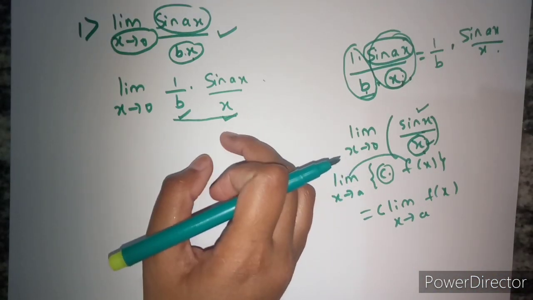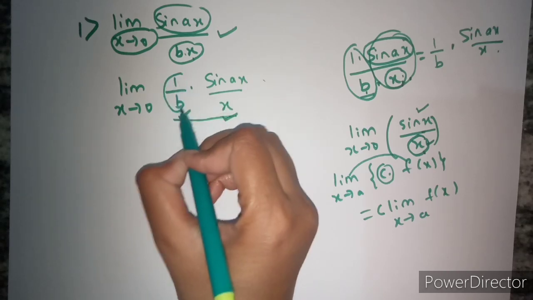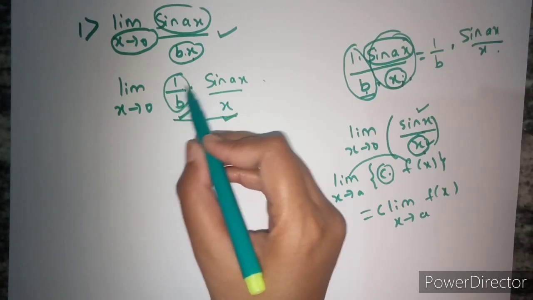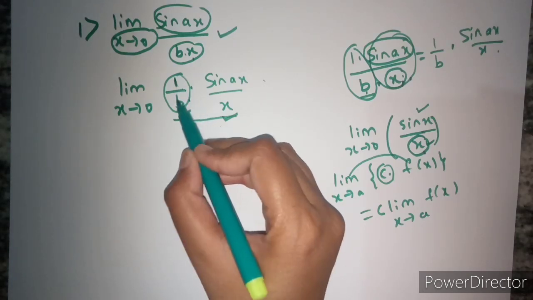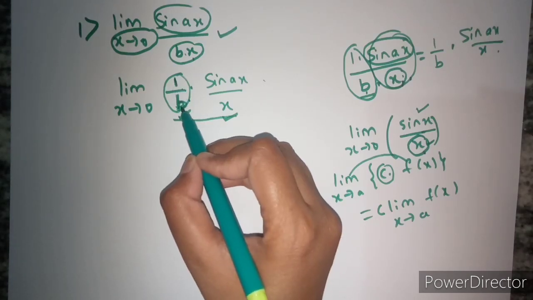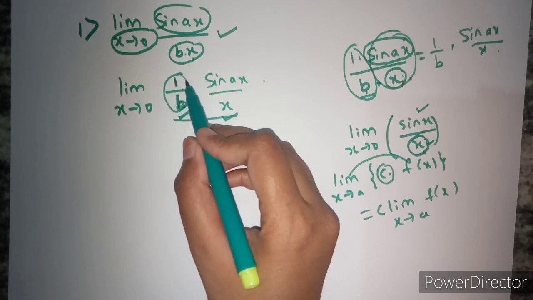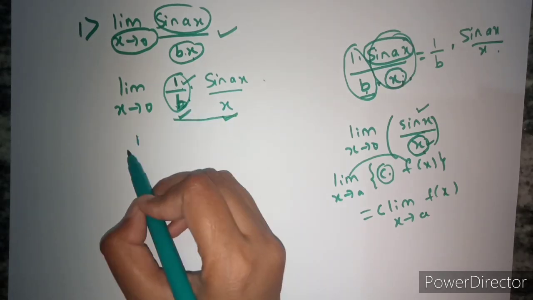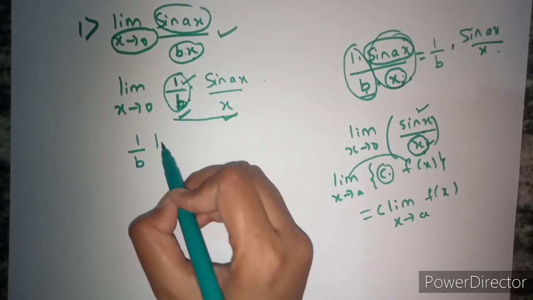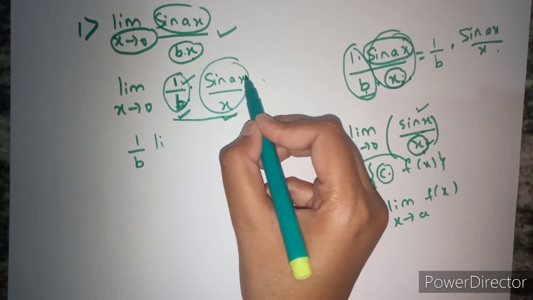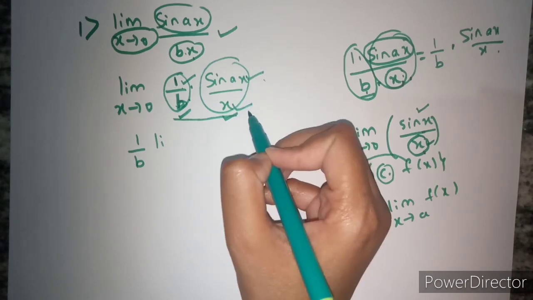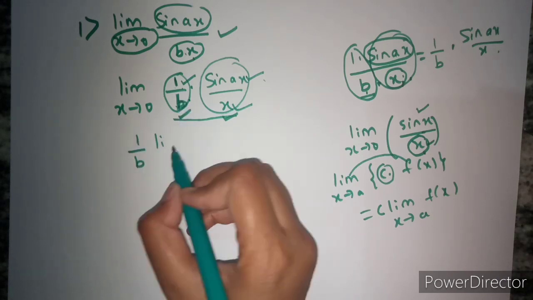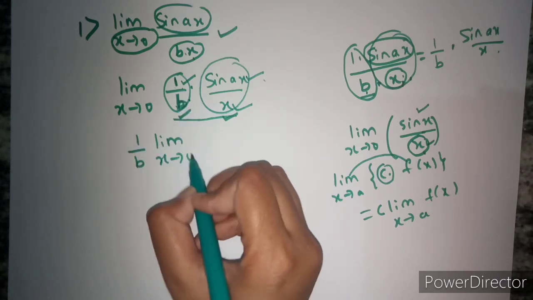Here which one is constant? Here 1 by b is constant, right? Because it is not containing x. Here we just have 1 by b. Here we don't have x. So this is constant. So take 1 by b outside. Apply limit to this one, because here x is there. So this is not a constant. So 1 by b here is constant. Take it outside. So apply limit to this one.